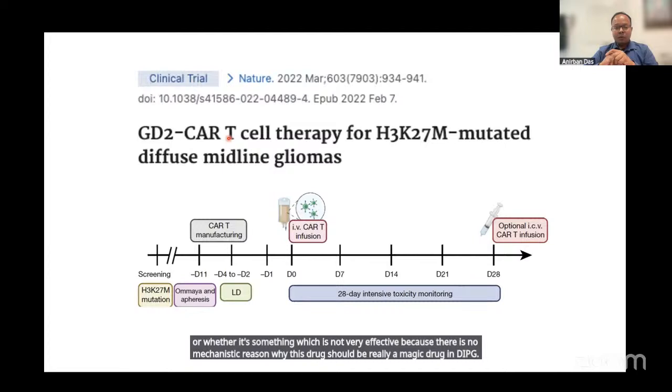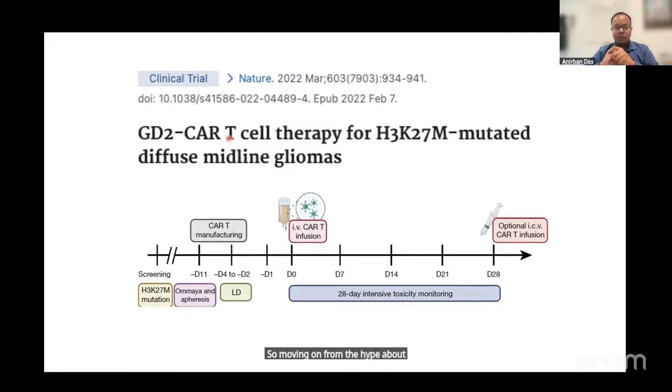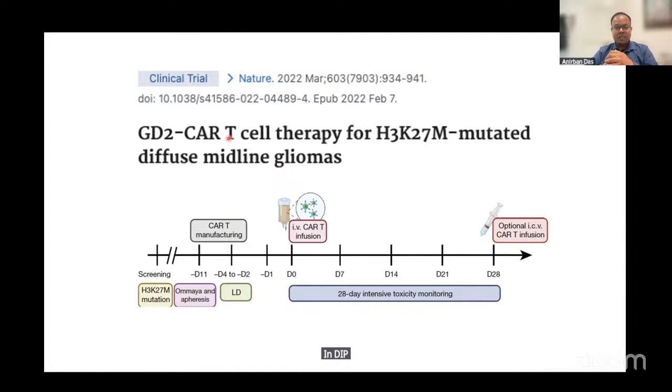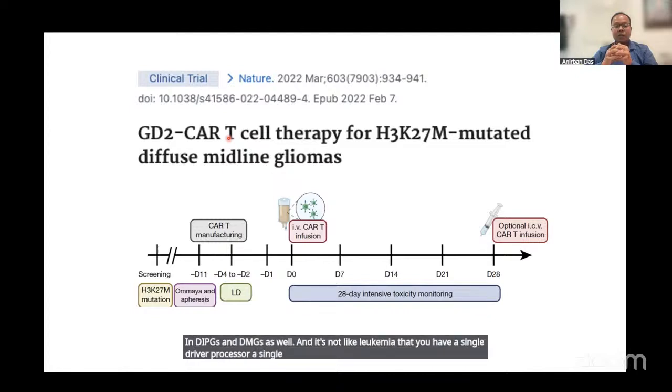So moving on from the hype about ONC201 to the reality about the CAR-T trials. And as you know, in India, we have CAR-T trials for leukemia now, where all of this started. And people started to try to use CAR-T in DIPGs and DMGs as well. And it's not like leukemia, where you have a single driver process or a single antigen that is expressed widely that can be targeted. So many people sought out antigens which were highly expressed in the majority of patients and tried to target them.